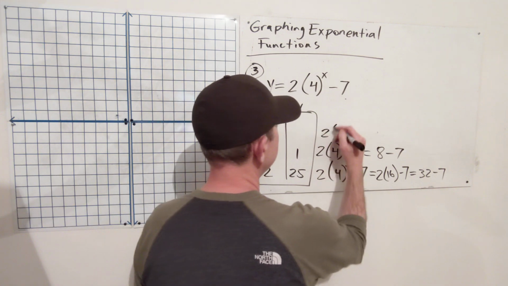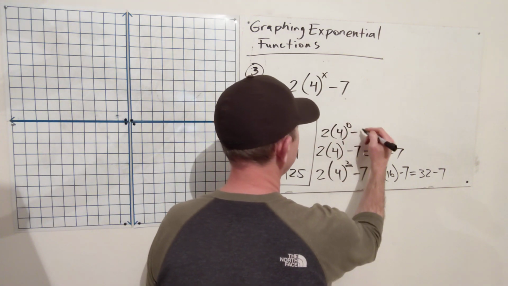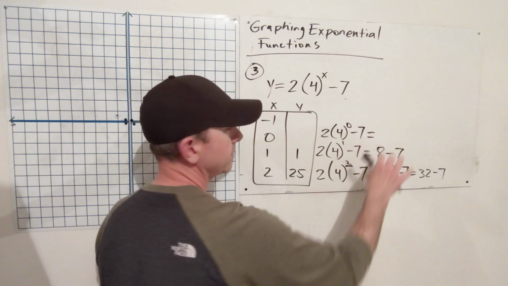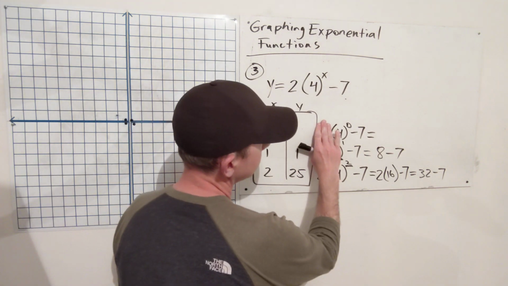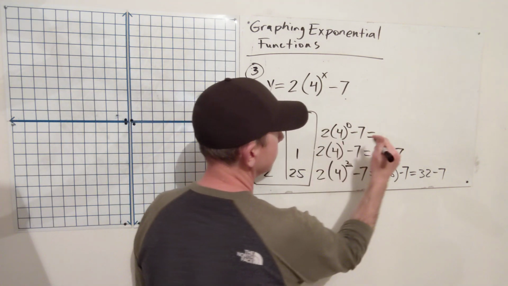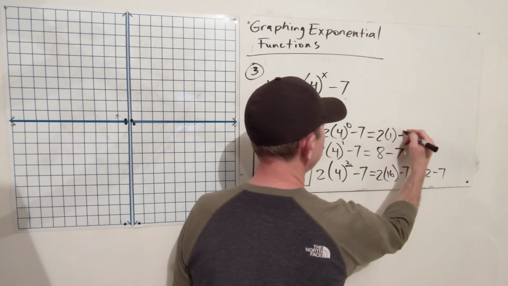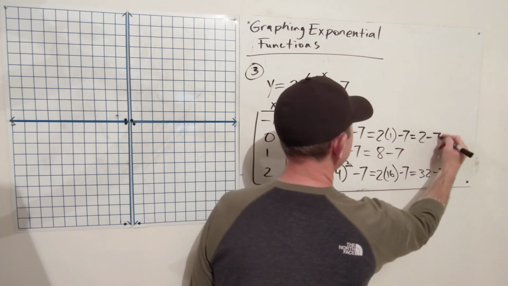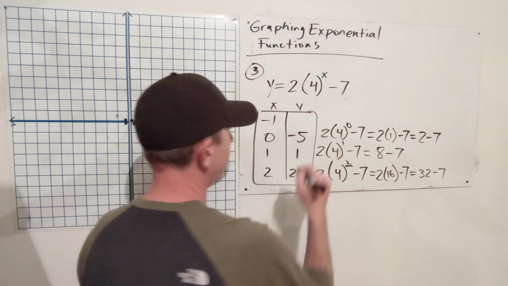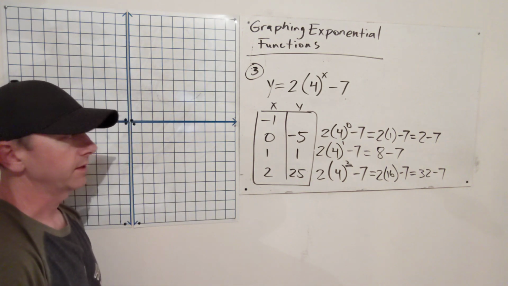Now we go 2 times 4 to the 0 power minus 7. Sometimes students get confused on this, but if you cover this up, 4 to the 0 power is 1. So we really have 2 times 1 minus 7, which is 2 minus 7 to get us -5. So there you go there.